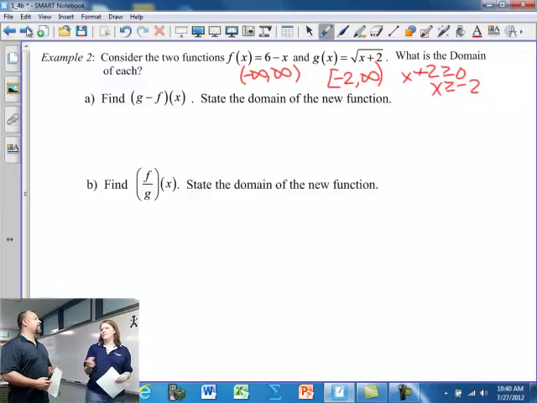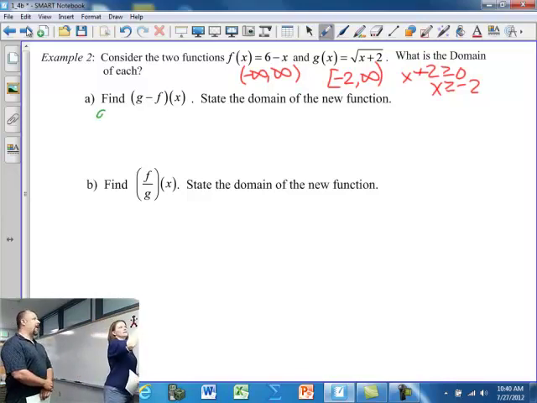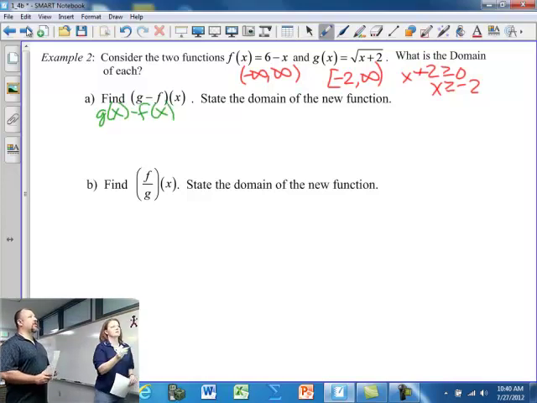Now we're going to combine these. We picked 2 of the types to combine for you. We thought it would be redundant to keep doing all 4. So we're going to find g minus f of x. What does that mean? It means g of x minus f of x. Well, g of x is simply the square root of x plus 2.